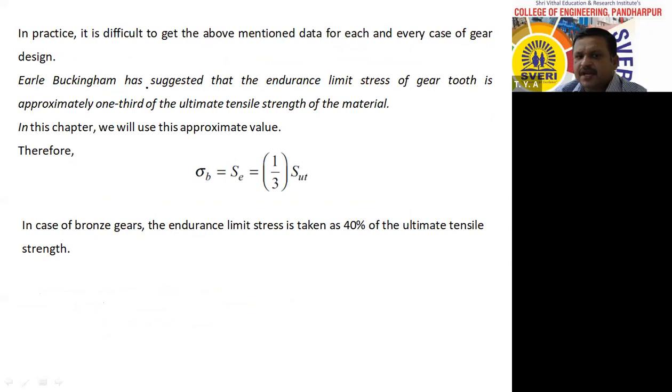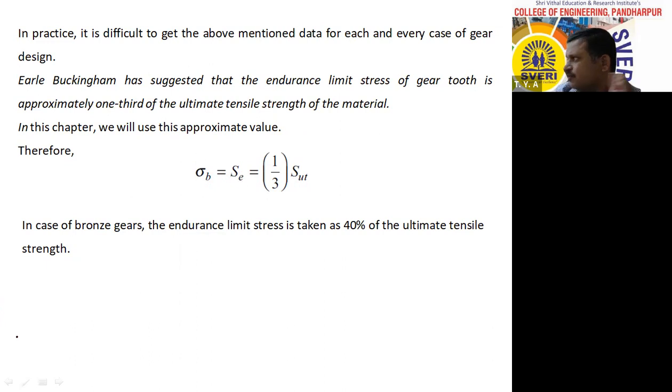Therefore, Earl Buckingham has suggested that the endurance limit stress of a gear tooth is approximately 1/3 of the ultimate tensile strength of the material. Therefore, in this chapter, we will use this approximate value. Sigma b, that is permissible bending stress, which is equal to permissible endurance limit or endurance strength, is equal to SUT divided by 3, where SUT is nothing but ultimate tensile strength. In case of bronze gears, the endurance limit stress is taken as 40% of the ultimate tensile strength.